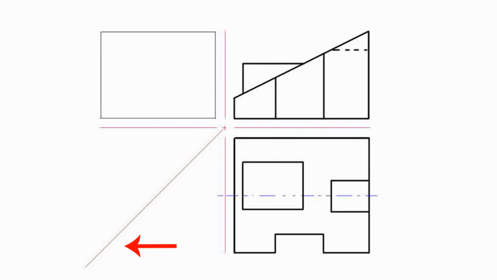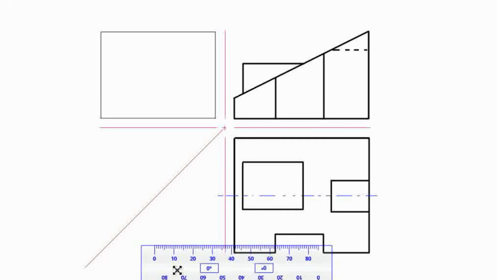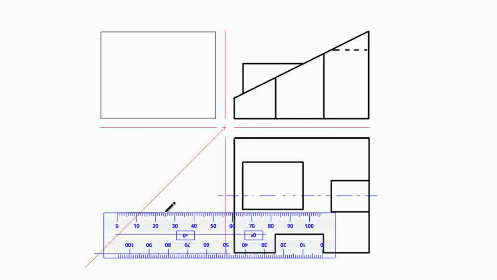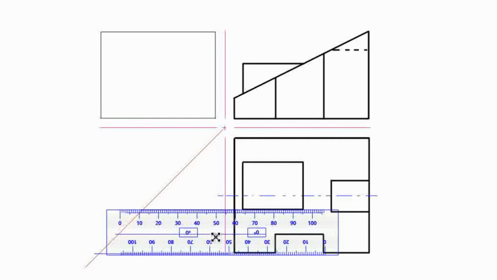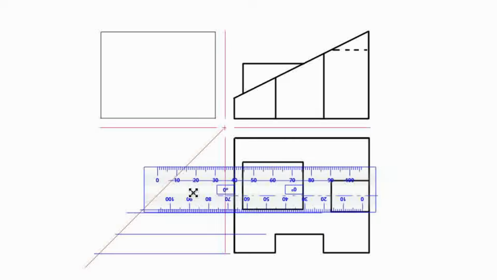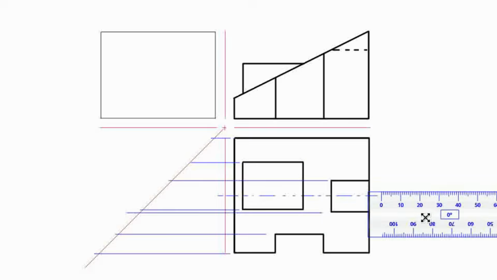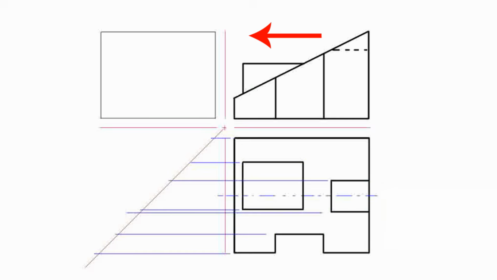This 45-degree line serves an important purpose. It replicates or transfers horizontal lines from the top view into the side view area. This gives us the depth information for each plane in the side view. Now, we also need height information. The horizontal lines projected from the front view give us the height boundaries for each plane in the side view.